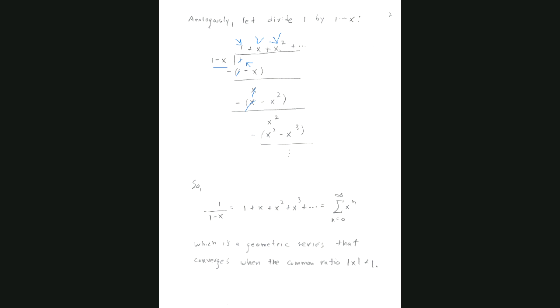And so basically, you're able to show that 1 over 1 minus x is equal to 1 plus x plus x squared plus x cubed, and that equals the sum, where n equals 0 to infinity, of x to the nth power.